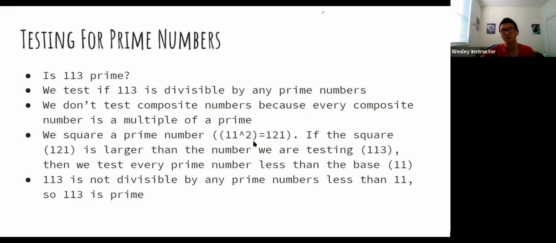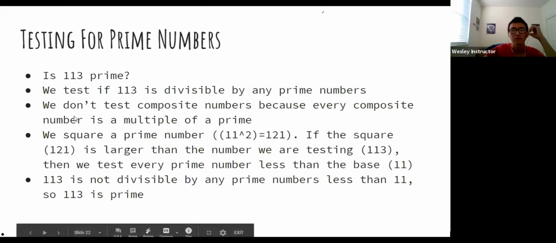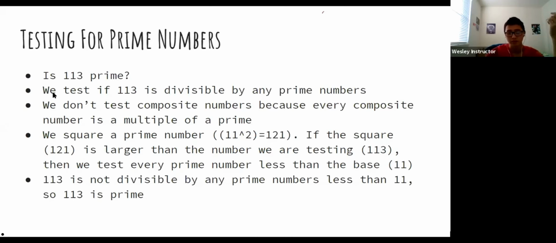So, testing for prime numbers. Is 113 prime? We test if 113 is divisible by any prime numbers. We don't test composite numbers because every composite number is a multiple of a prime. So we don't need to test composite numbers. We only need to test prime numbers.